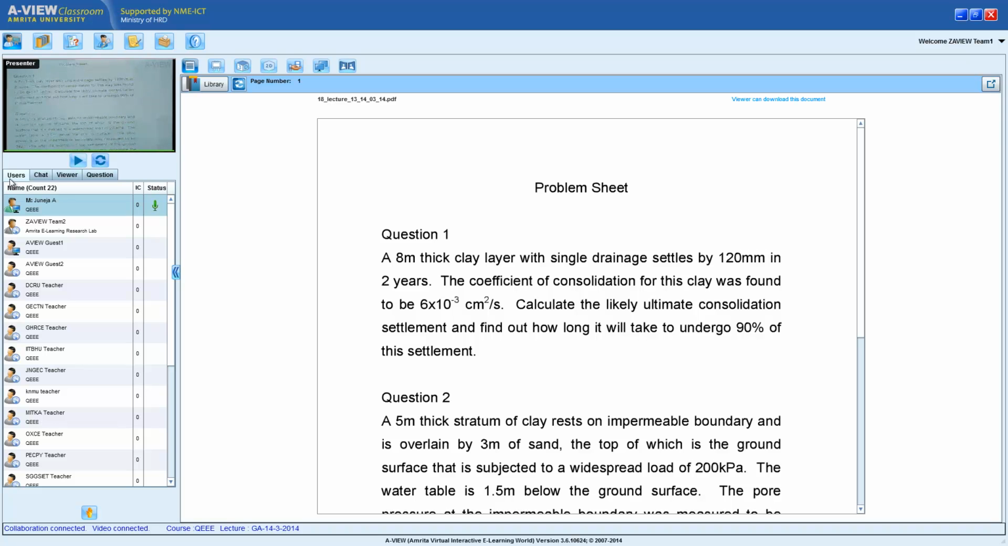I would not like you to copy this question, but please go through it and read it, and I'll explain this in the next few seconds. Please read question 1.